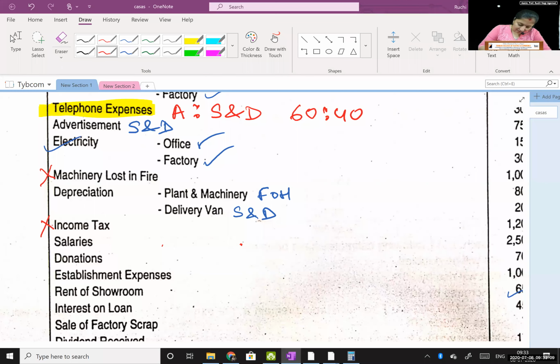Then salaries. Salaries should actually go to, and it is said only salaries. So where will it go? They haven't mentioned which salary it is. They have just said salaries. So where will you put salaries?